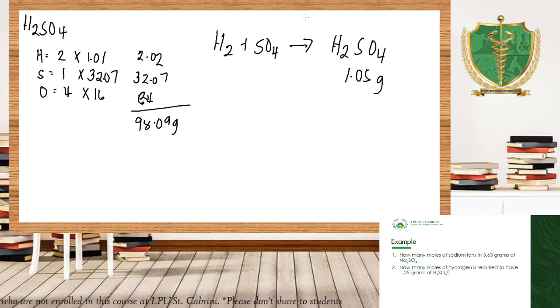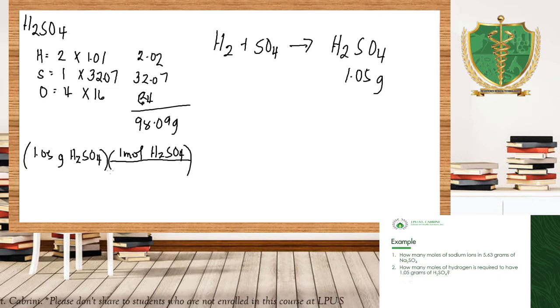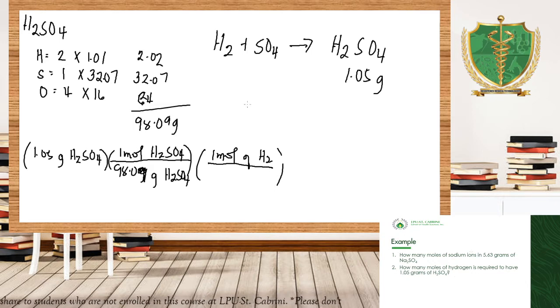Okay, so ang mass naman ng ating sulfuric acid is 1.05 grams. Now we are looking for the number of moles of hydrogen required to have 1.05 grams of sulfuric acid. So how are we going to solve for that? So we have 1.05 grams sulfuric acid times 1 mole sulfuric acid over 98.09 grams sulfuric acid times how many mole of hydrogen? 1. Okay. How many mole of sulfuric acid? 1.